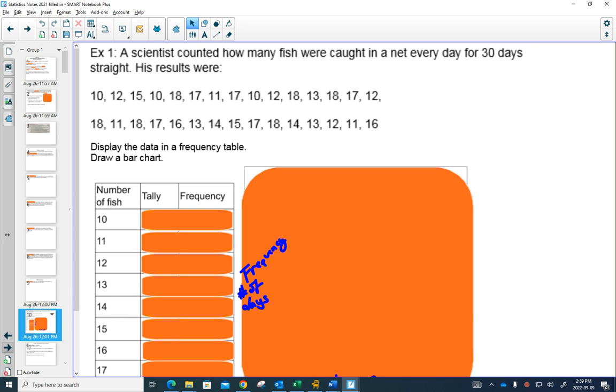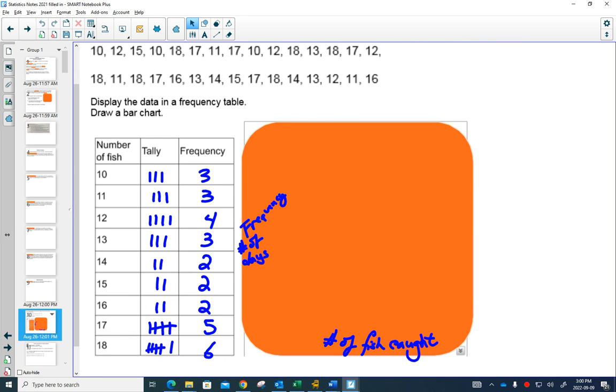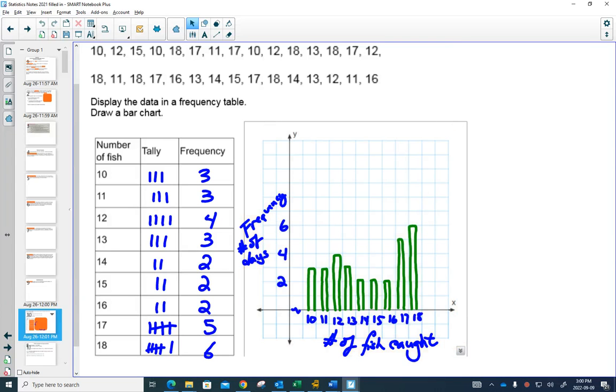But if we make a frequency table, and we say number of fish caught, count it up for each one, it sort of organizes it a little bit better. And once it's organized that way, you can also take this organization and put it into a bar chart. So what I have here is I labeled frequency on the y-axis, number of days, and then down here, number of fish caught. And that visual tells us some more information. So the way that we present data can give us more or less information.